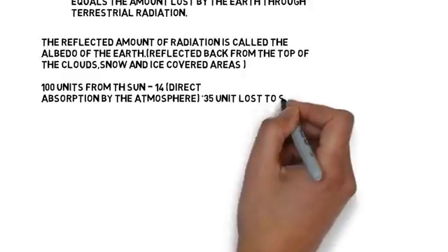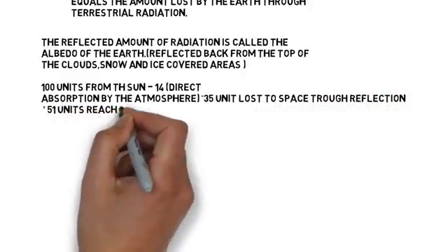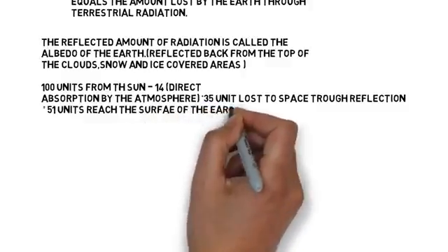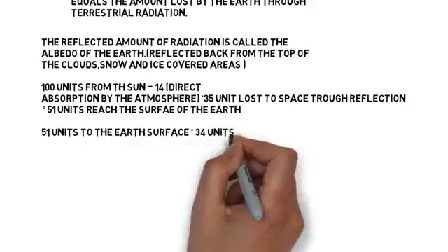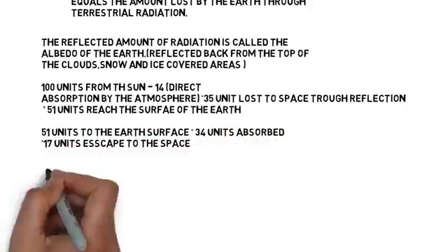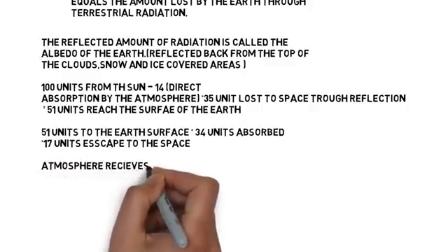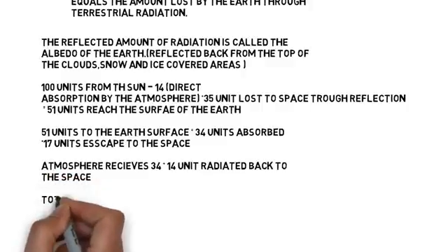One thing is important, that the atmosphere does not get heated from the solar radiation because it is in the form of short waves, and the atmosphere does not absorb much of short wave radiation. It gets heated from the long wave radiation radiated by the Earth's surface, and the reflected amount of radiation is called the albedo of the Earth.